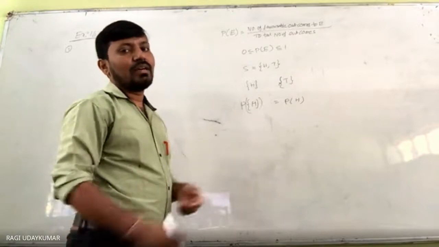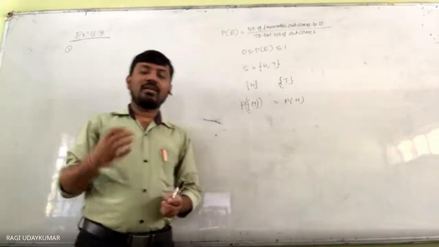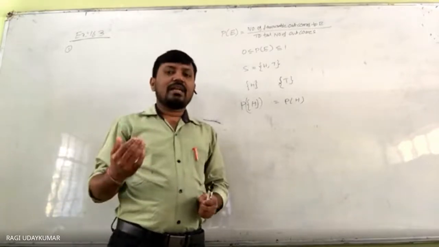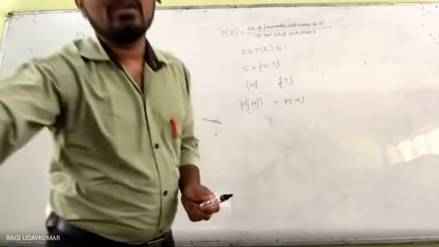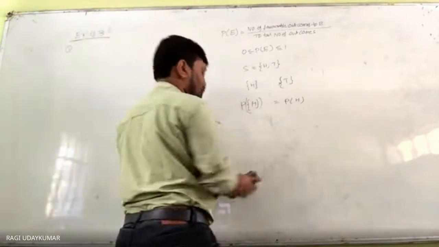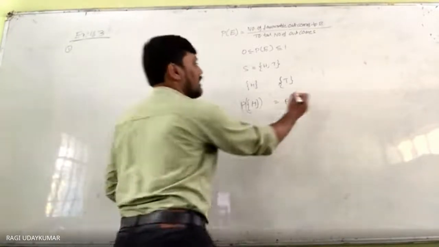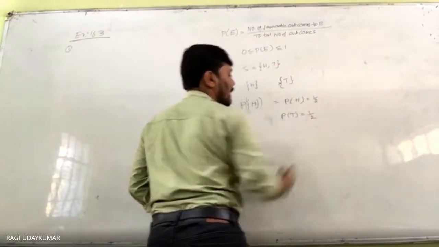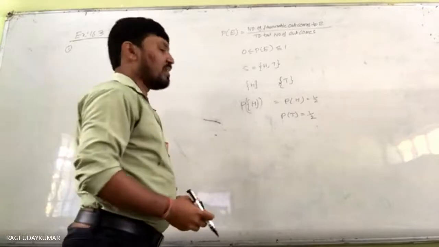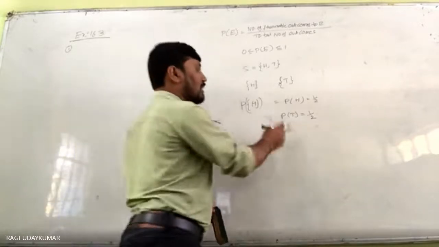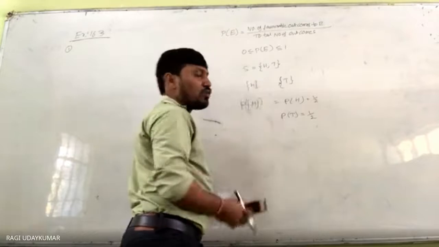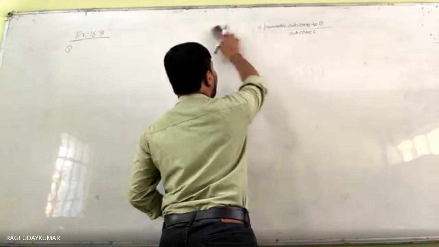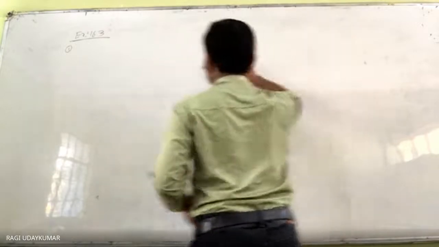If more than one elementary event is there, then we can consider that as a compound event. And whenever you consider the sum of the probabilities of all the elementary events, the probability of getting a head is 1 by 2, the probability of getting a tail is 1 by 2, and the sum of these two is equal to 1. So the sum should be equal to 1, and each and every probability lies between 0 and 1. This is the one thing you have to remember.